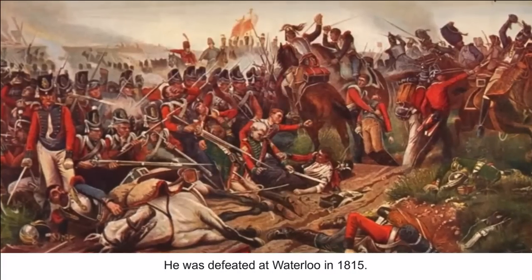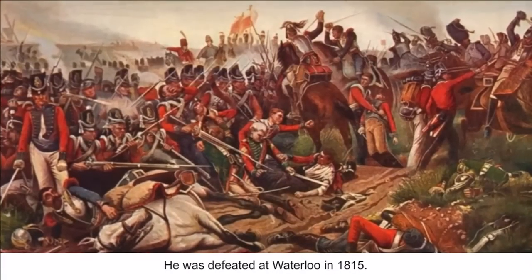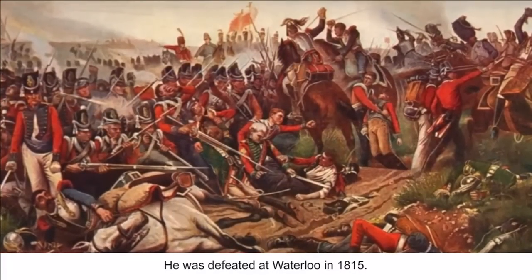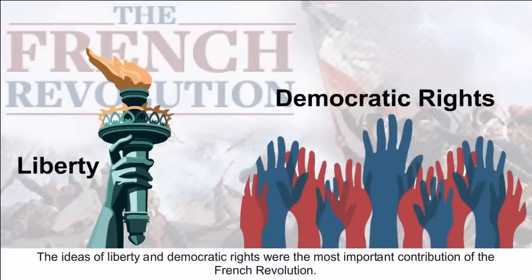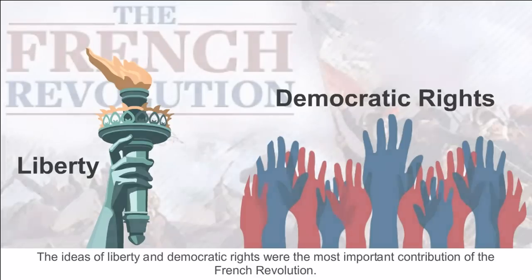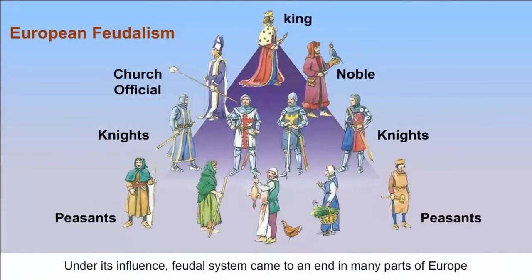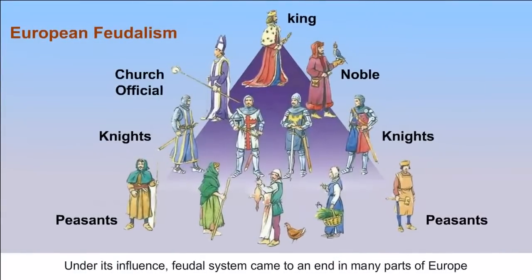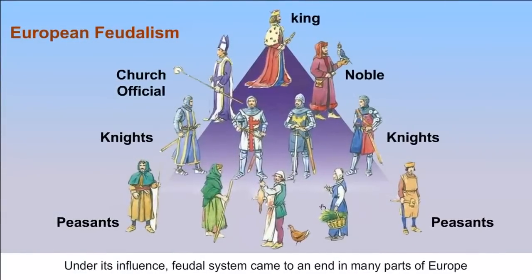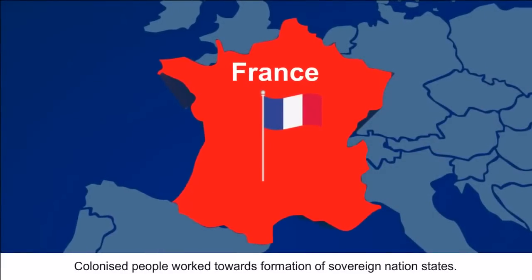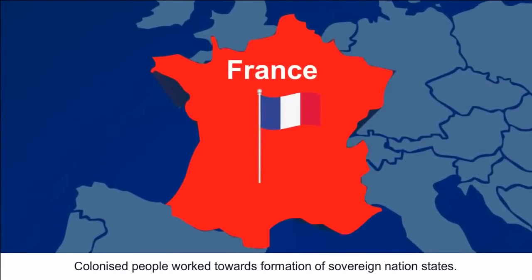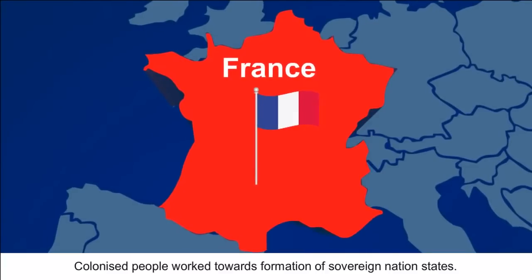He was defeated at Waterloo in 1815. The ideas of liberty and democratic rights were the most important contribution of the French Revolution. Under its influence, the feudal system came to an end in many parts of Europe. Colonized people worked towards formation of sovereign nation-states.